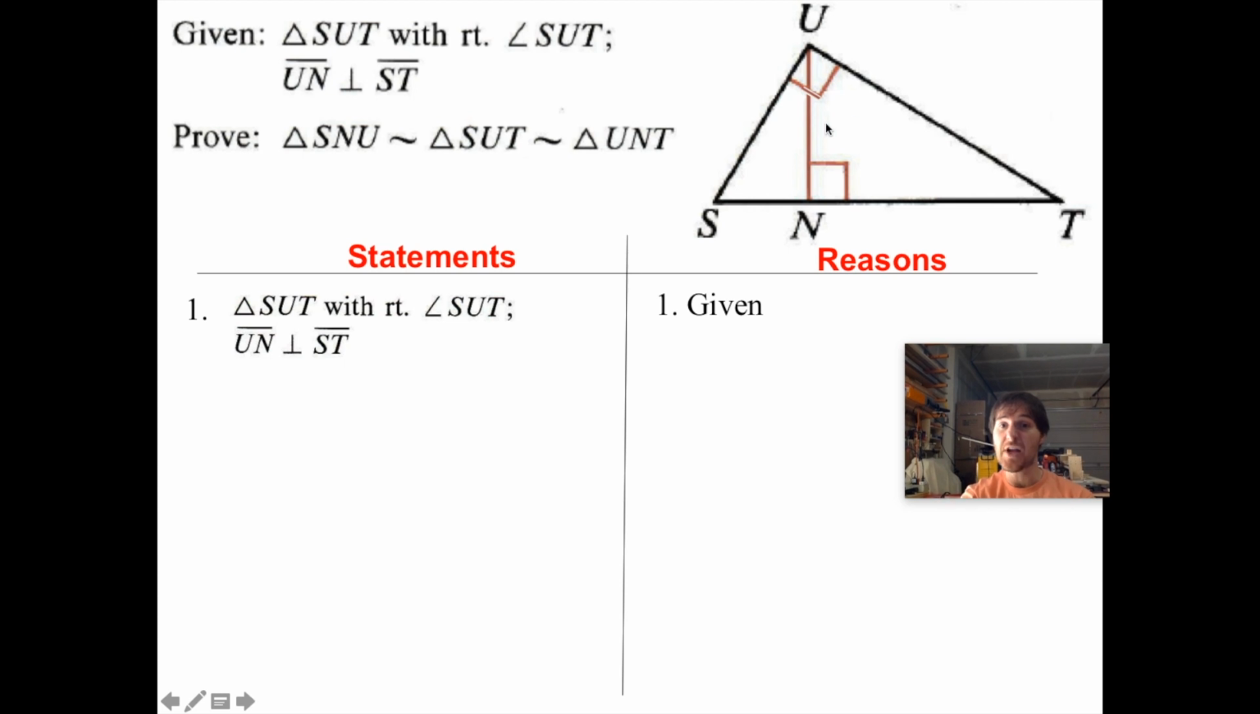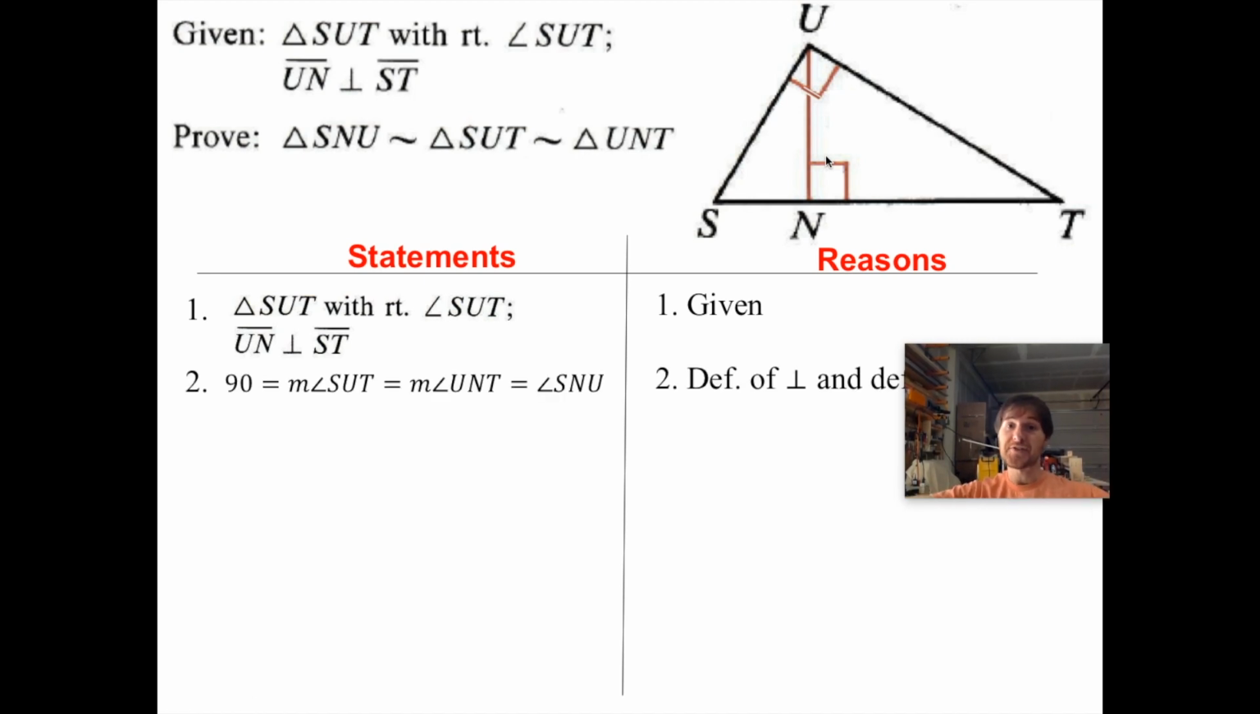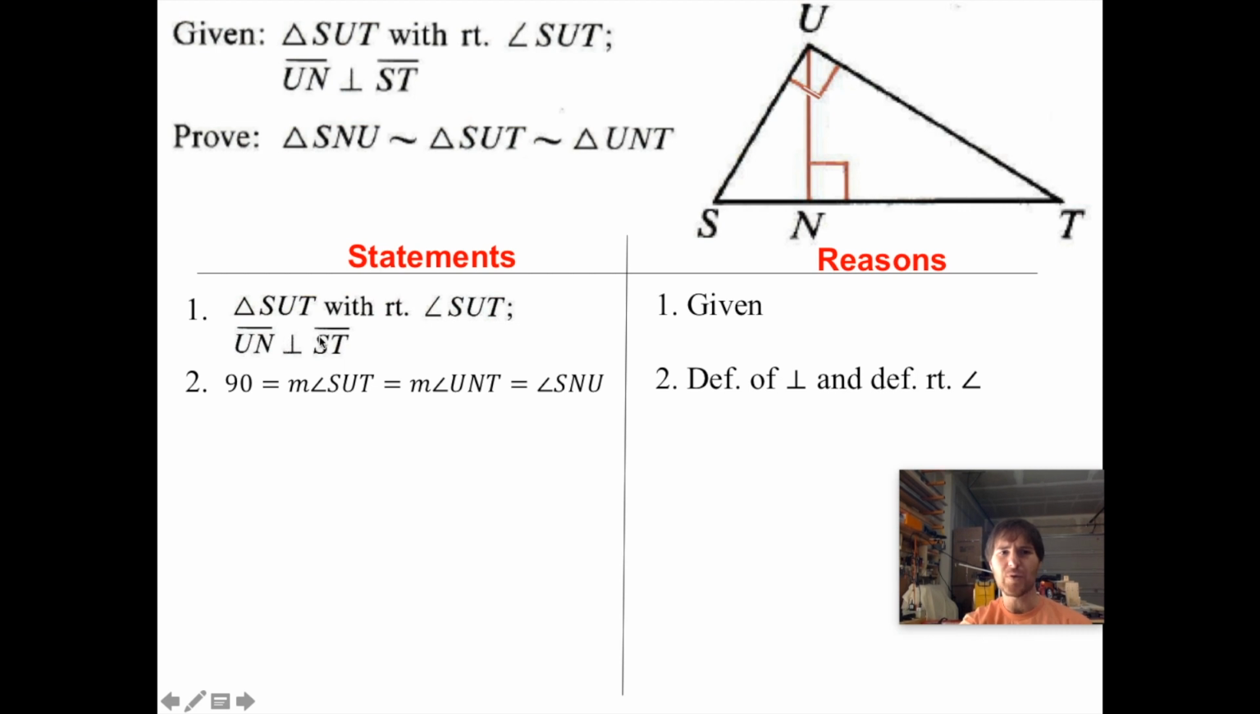What are maybe the angles we'll talk about first? Maybe we should talk about the right angles. How many right angles are there? There are 3 of them. What do we know about right angles? They all measure 90 degrees. That's my first statement right here. Because we're given this as perpendicular, we'll use the definition of perpendicular to say that UNT and UNS have to be right angles. And the definition of right angle, what do we know about right angles? Well, they measure 90 degrees.